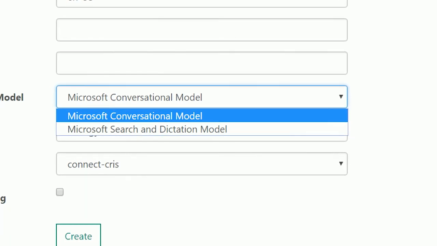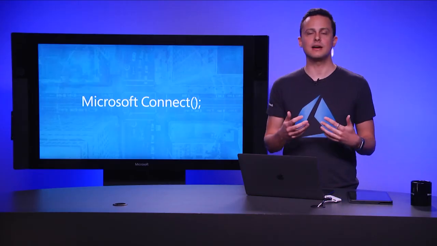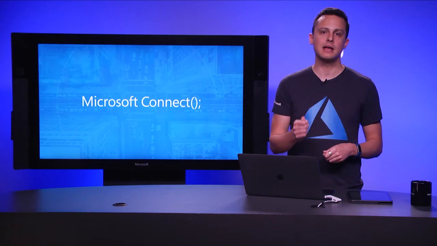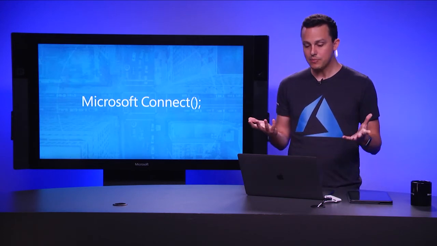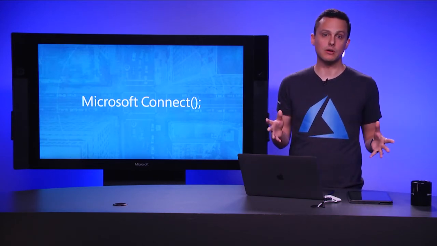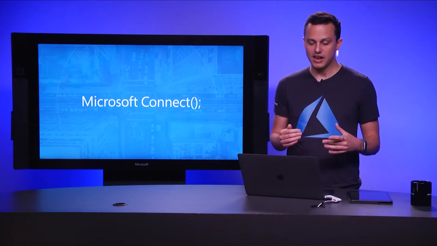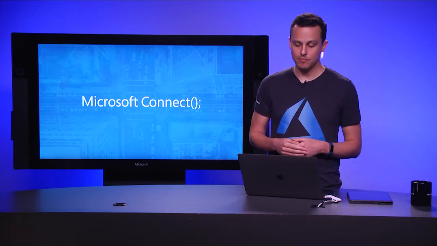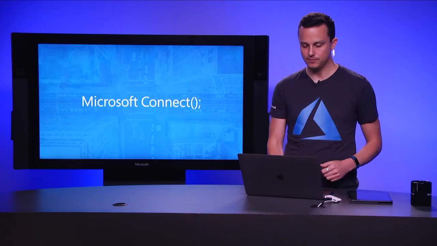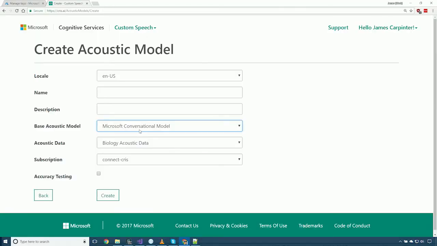The other one is the search and dictation model. And this is really ideal for when your users are issuing commands to your application. So for our purposes, search and dictation is really what we're looking for. We want to build a model that is going to receive commands that users send to our application, rather than, for example, transcribing the notes of a meeting.